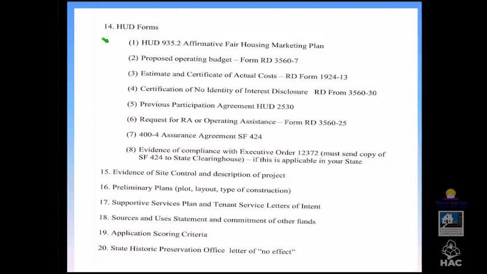It's the second page of the checklist. And right here on number 19, application scoring criteria, there is actually an electronic form, if you will, that you fill out for USDA, and it will ask you questions. Did you include this? Did you include this? Did you include this? And it will tell you what your application score is for the purpose of submitting it. Okay.